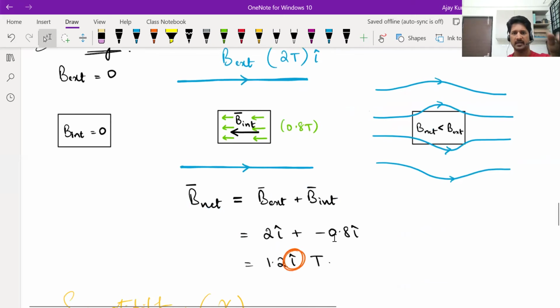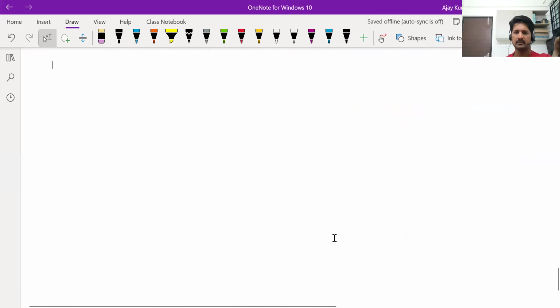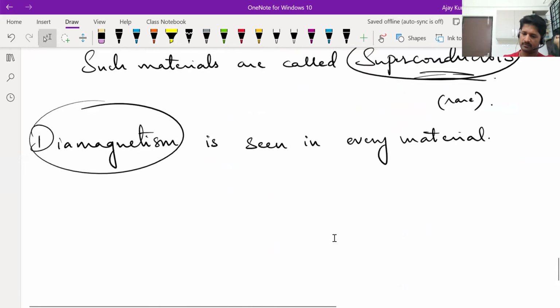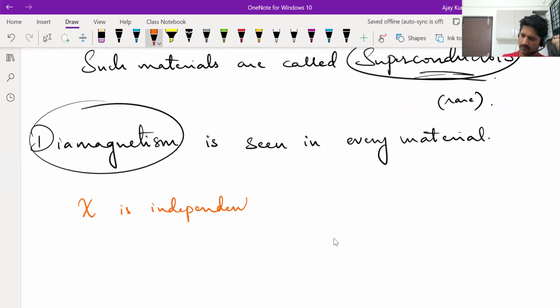So in case of diamagnetic substances, the susceptibility is independent of temperature. Okay, so it doesn't depend on molecular vibrations and all, because the internal magnetic field purely arises from the external magnetic field. It's not coming from the own dipole moment of the atoms. So the susceptibility is found to be independent of temperature. Okay, remember this.